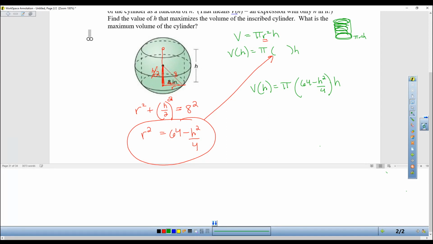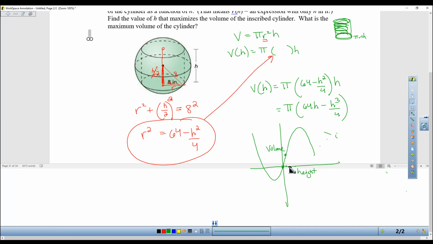So when you do that, we've talked about this several times now, this is going to be some kind of a cubic function: 64h minus h cubed. I'm just going to multiply that out a little bit so you can really see that h cubed there. Because of this format, I can see that one of the zeros is 0. So let's say my volume equation looks something like this. What this is going to tell me is at any h, I can tell you what its volume is going to be. Volume is the y value, and the height is the x value.